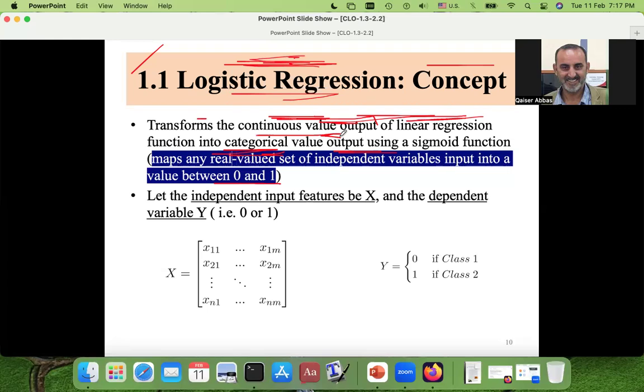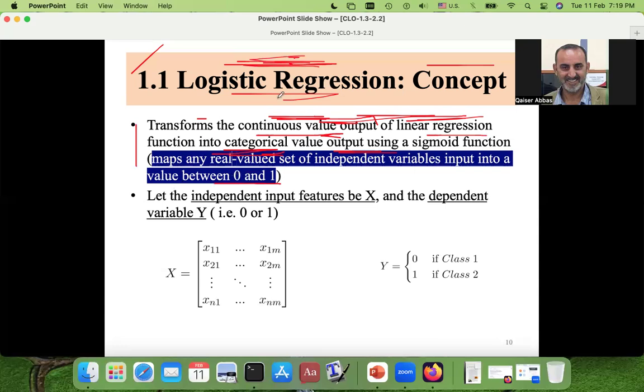Category 1 or 0, 1 or 0. It will give you those values by using the sigmoid function. Sigmoid function is a function which will finally convert your real value into a probability value, 0 or 1, okay? So this is just a definition. If I ask what is logistic regression, and you say it will do the classification, this is an incomplete definition, okay?